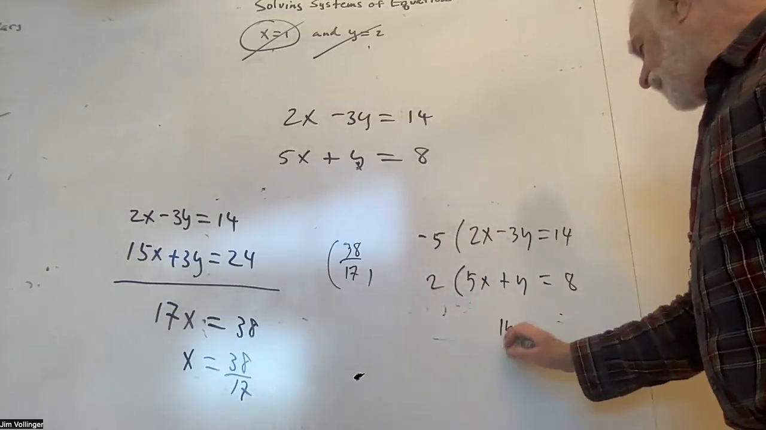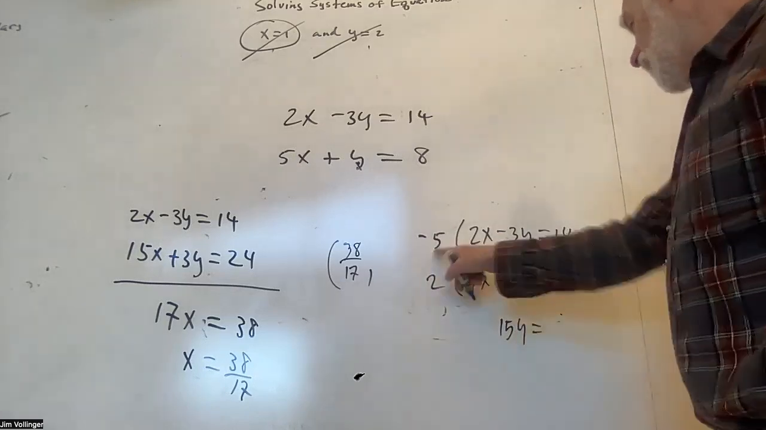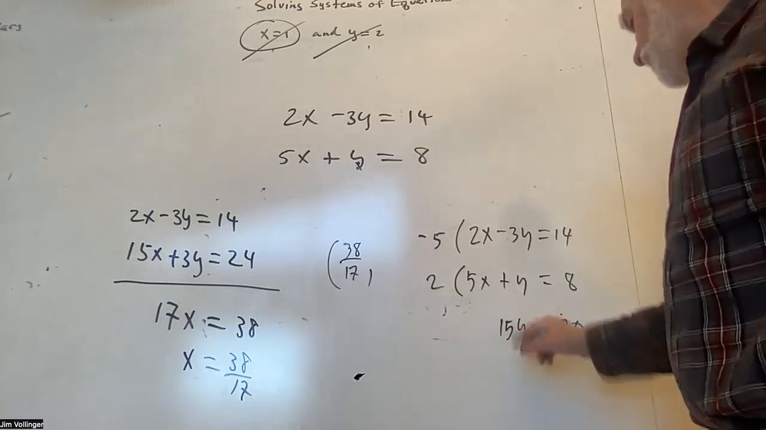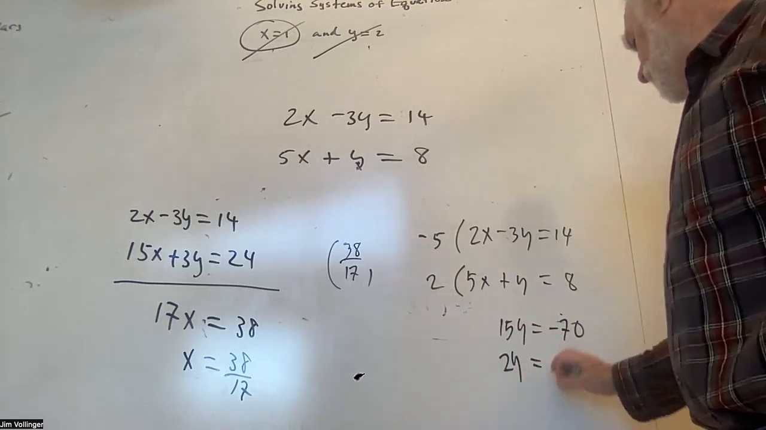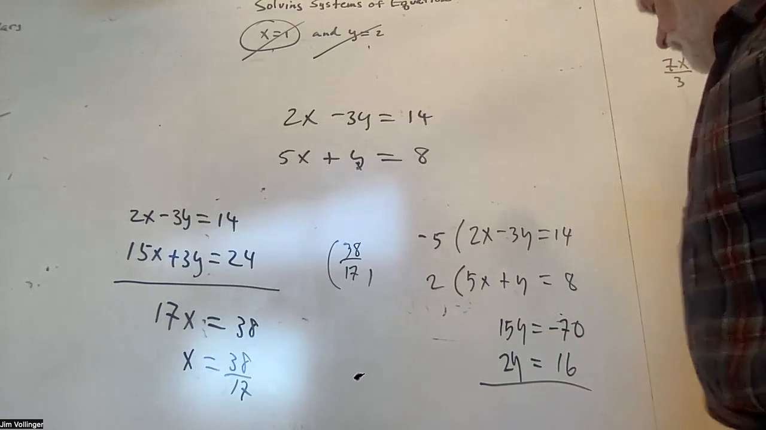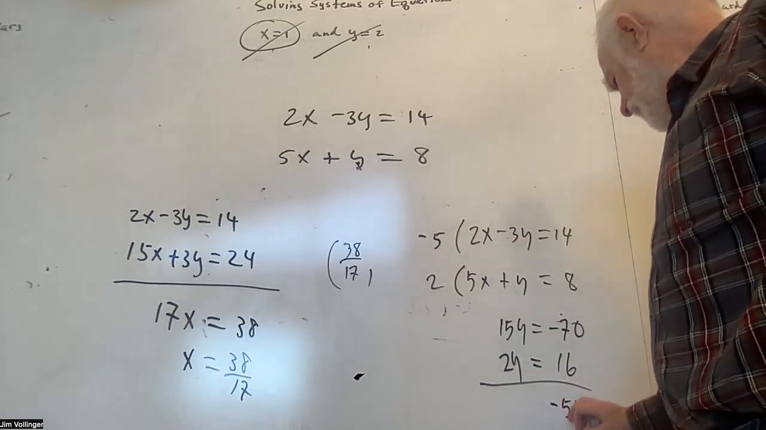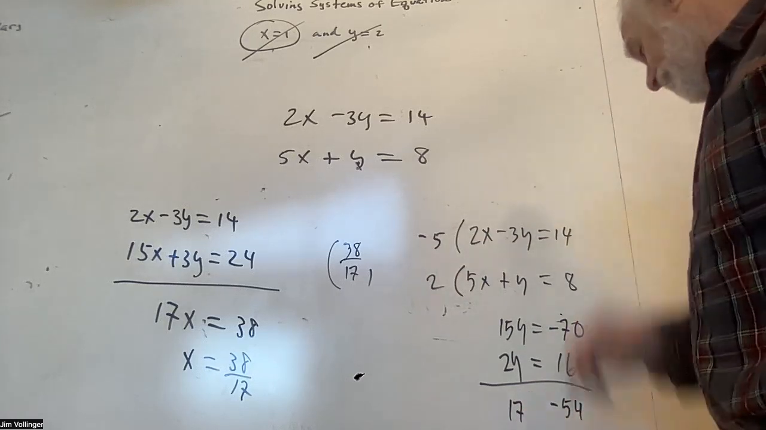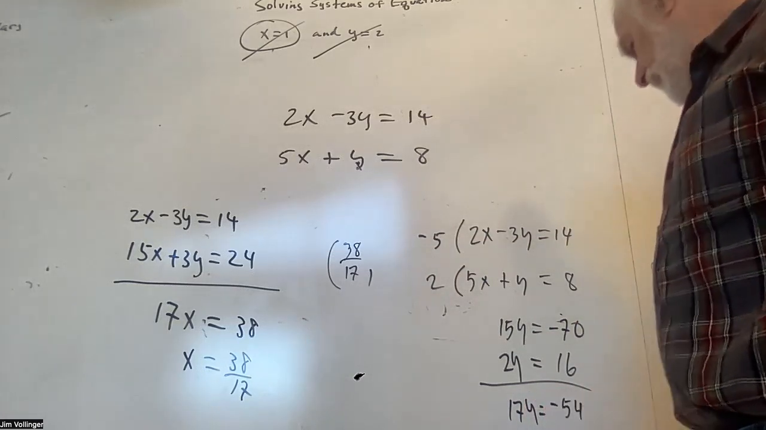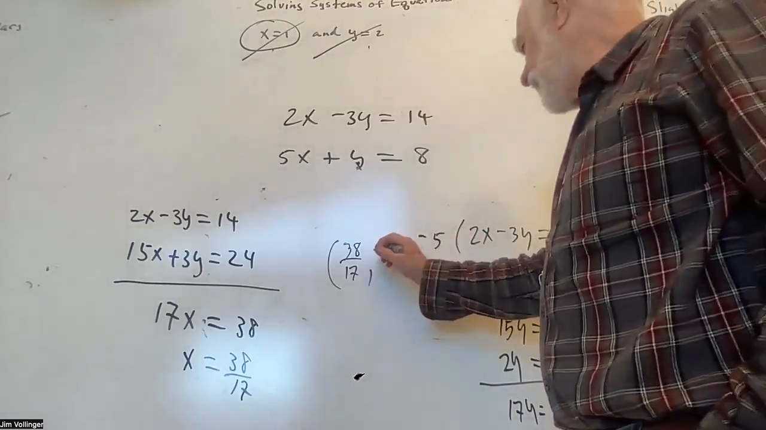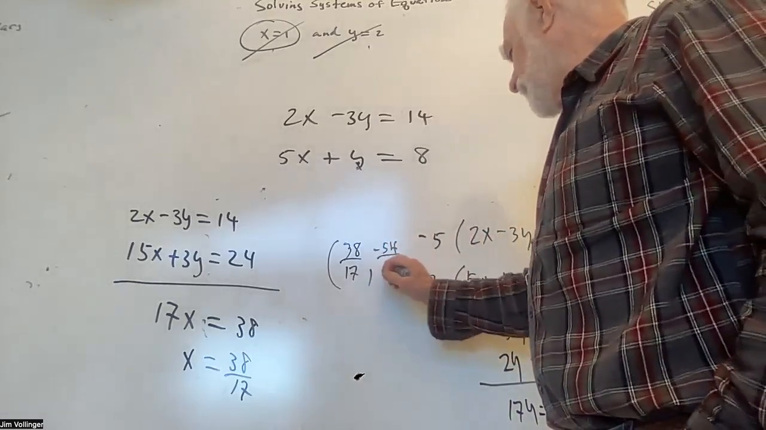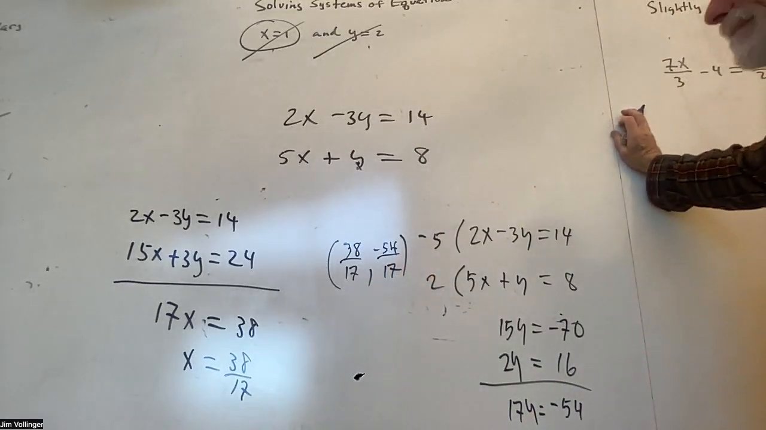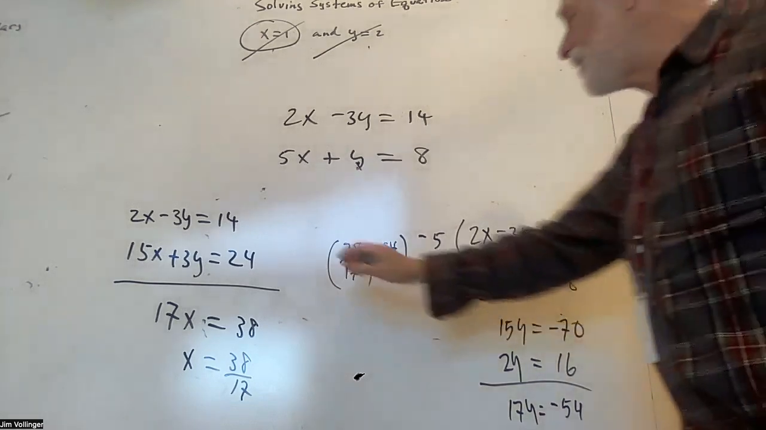So that's 15y equals minus 70. And this one is 2y equals 16. I'll add it up. Looks like minus 54, I believe. And this is 17y. And that's minus 54 over 17, which is pretty close to -3. That's what we were hoping for. So that's what you'd have.